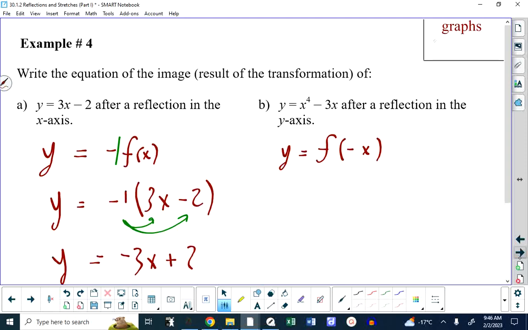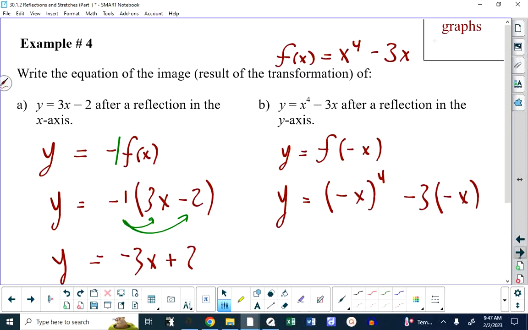So across the y-axis, I picture a vertical line, which is the y-axis. I say to the left becomes to the right becomes to the left. Left to right to left is horizontal, so it's x that's being messed around with. And that means since f of x is x to the 4 minus 3x, f of negative x is negative x to the 4 minus 3 times negative x, which gives us x to the 4 plus 3x.